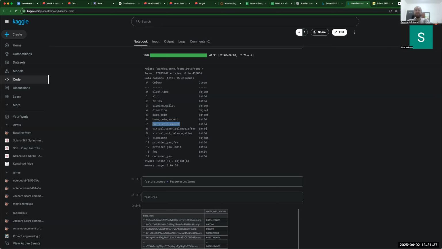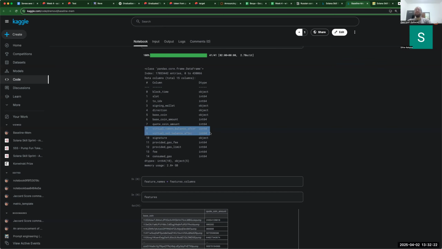And this might be a little bit confusing, why it's virtual. There's virtual token balance after and virtual sol balance after. In the table, there is some additional data which is based on understanding how the pump fun bonding curve works. So with this formula, the coin is traded as if there is an additional 30 Solana in the pool, and I think it's the same for some additional token in the pool.